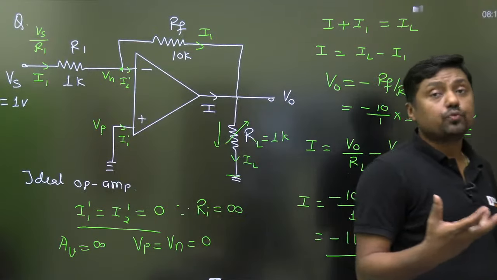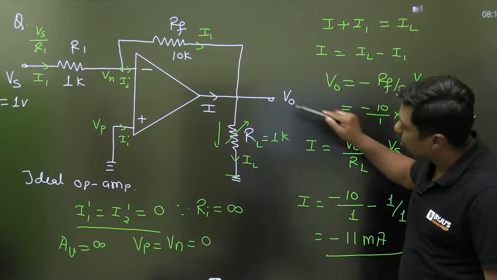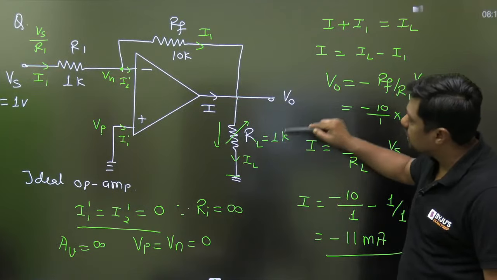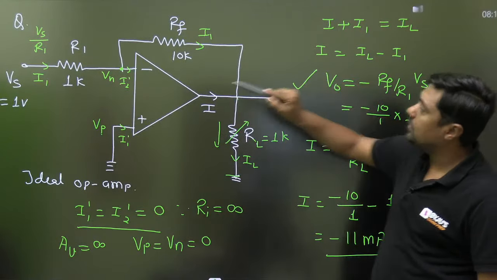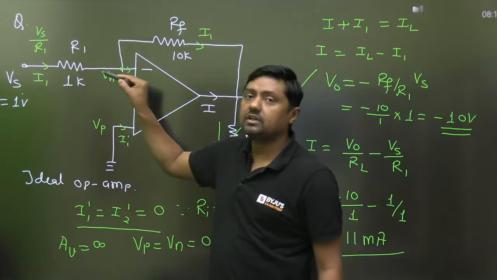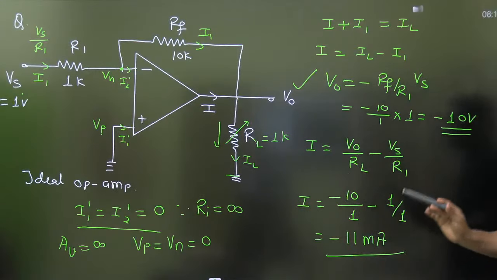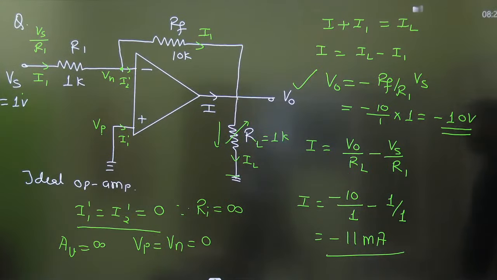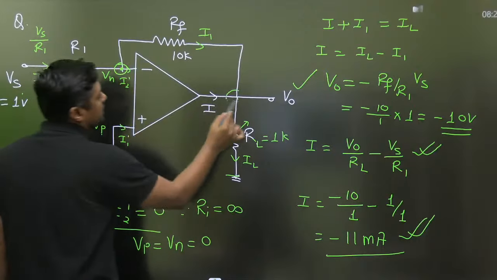Some students are confused with the loading effect. Loading effect means what? We are changing the load, and when we are changing the load, the current will increase, but V0 will not be affected, the current given by Vs will not be affected, gain of the system will not be affected. I think that concept is clear, everyone. So this is a very, very important question. Remember, in the GATE exam directly give the answer minus 11 milliampere, and that is the general formula. We are simply using KCL at 2 points, at this point and that point.